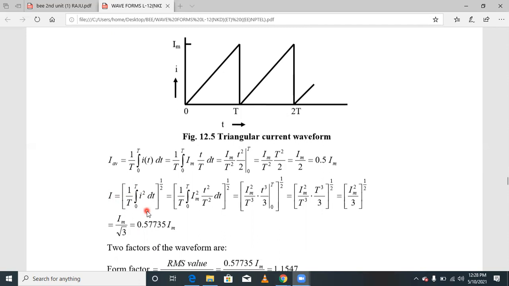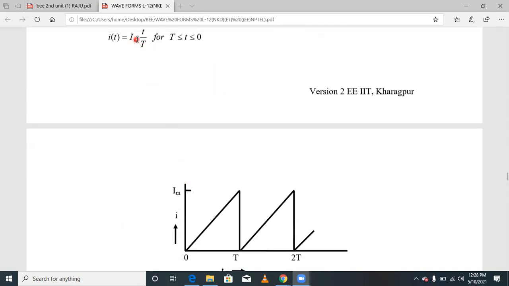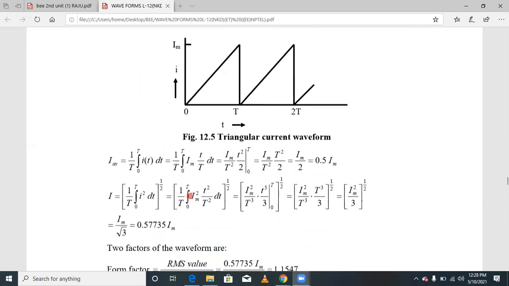For RMS, you know well how to calculate the RMS value of this waveform using this expression. The RMS value formula: I_RMS is equal to the square root of 1 by T integral 0 to T of i squared dt. Substitute the i(t) expression here, then Im squared into t squared divided by capital T squared. So we get 1 by T integral 0 to T of Im squared t squared divided by T squared dt. Then simplify this expression.